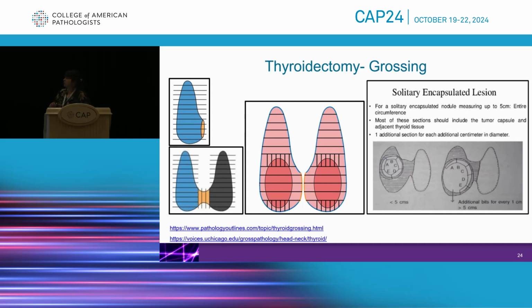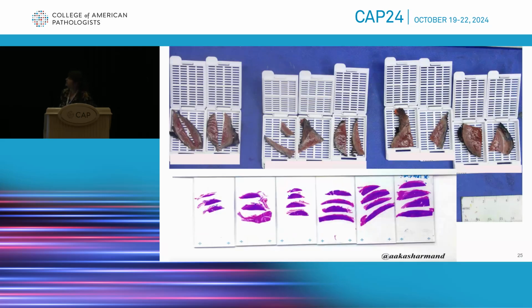Once you identify the nodule, and if you have, for example, a single nodule that is up to 5 centimeters in size, you should submit the entire capsule with the interface between the normal and the nodule, as shown here, and I have a subsequent image that is real life. But if your nodule is larger than 5 centimeters, then you should make sure that you include one additional section for each additional centimeter of the lesion. And thank you to Dr. Baloch for providing me with some of these slides. This is a beautiful example of how the thyroid should be grossed.